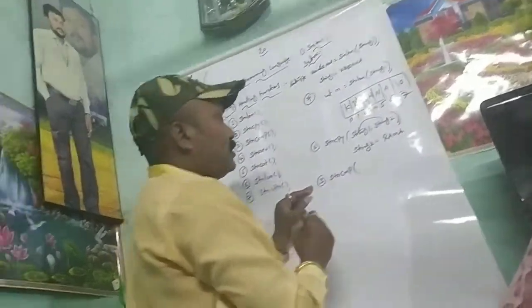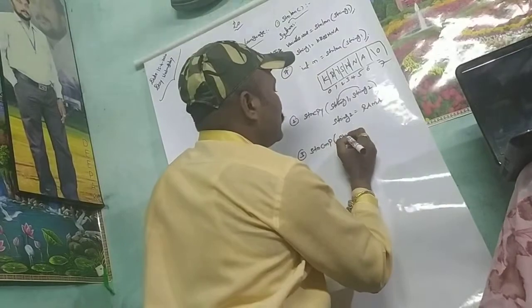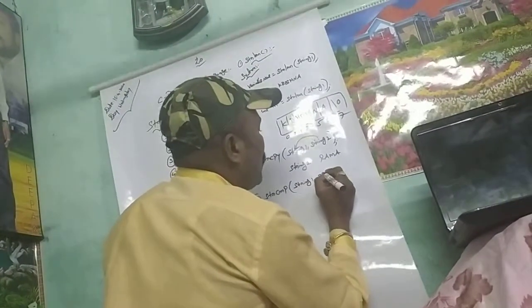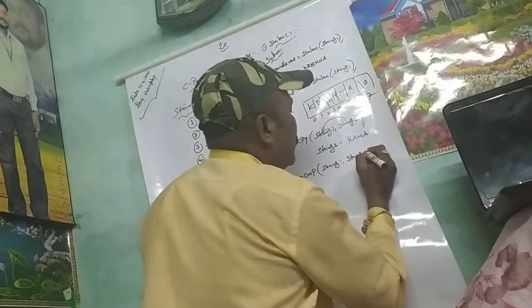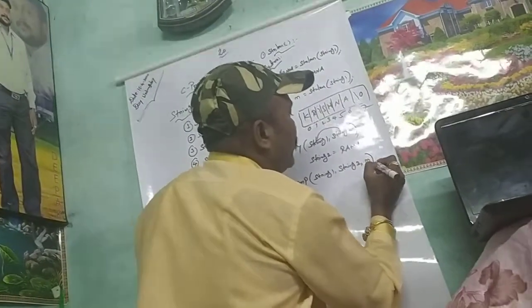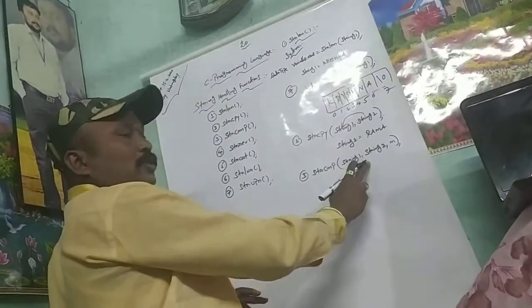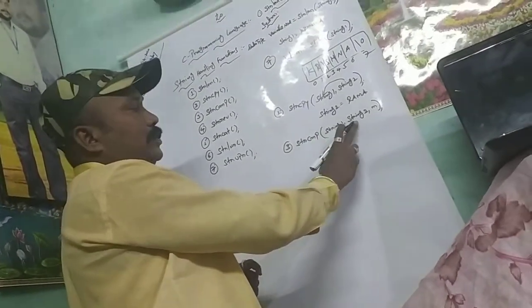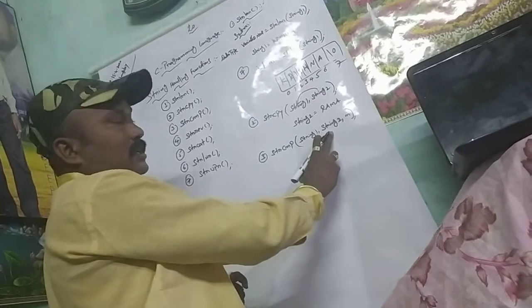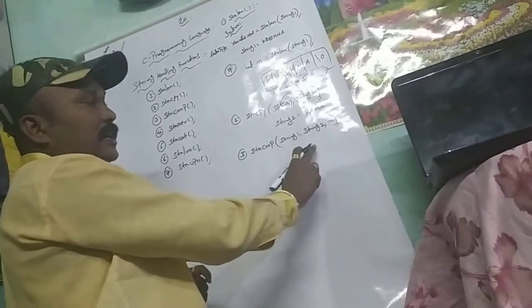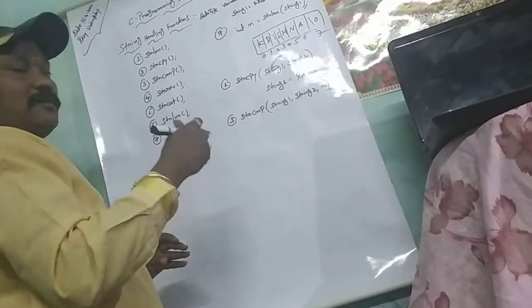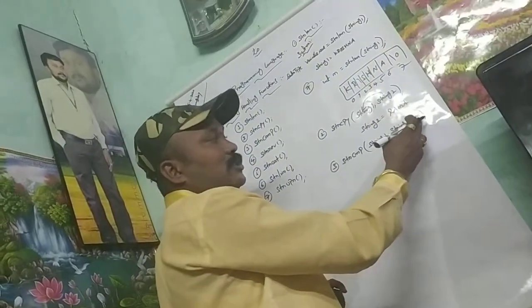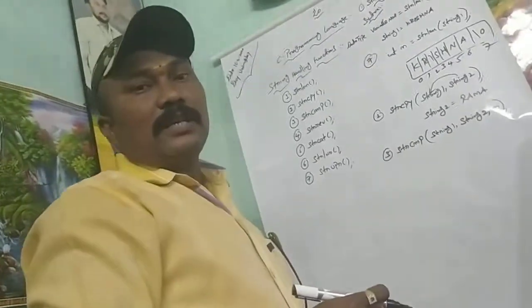Then next one, my students, string compare. What is the syntax? String 1 comma string 2 comma n. Now it will compare the two strings based on the ASCII values. Now string 1 is Rama, string 2 is Rama. So both strings are equal. Its ASCII values, what happened? Just subtract one string's ASCII value from the other. If the value is 0, that means both strings are equal.